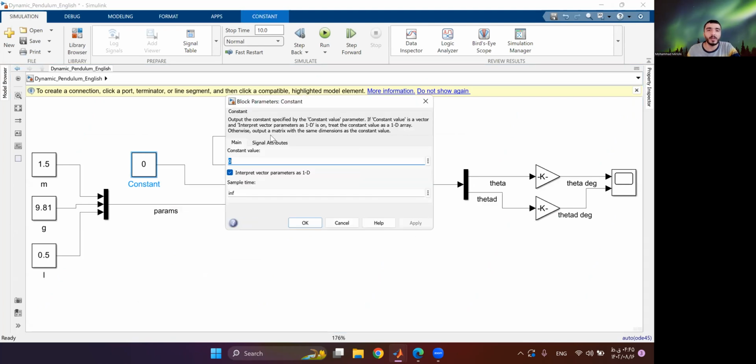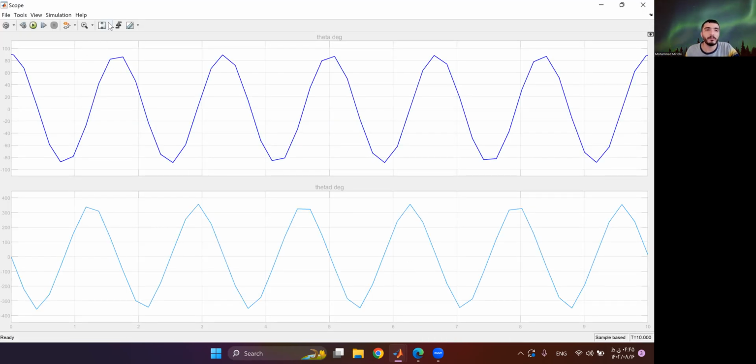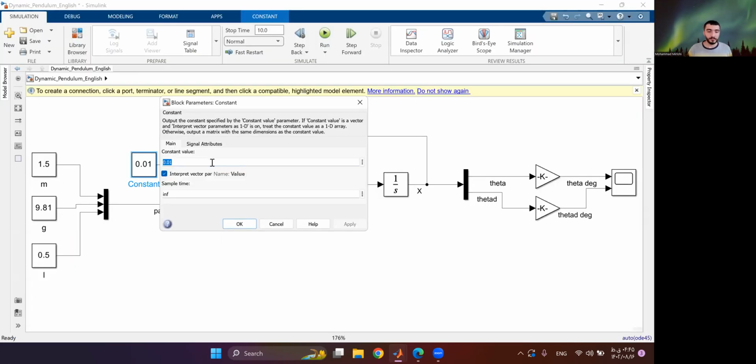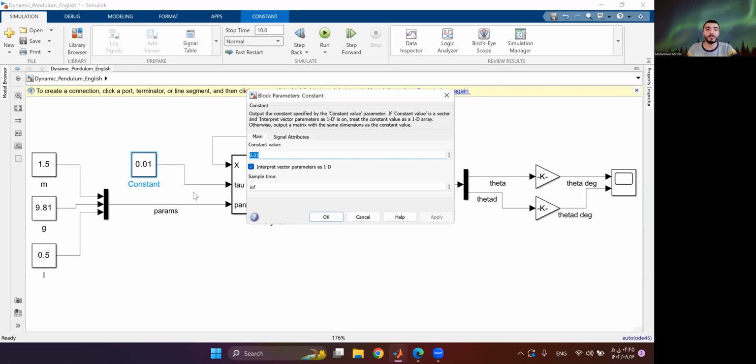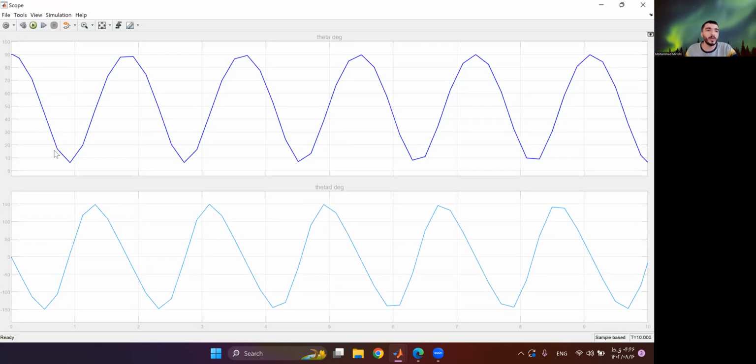Okay, for now, for example, I add a constant 0.01 value for the tau, and I run the simulation to see what is going to happen. Okay, not much changes here. Let's add a big, for example, input. We know that the dimension of the signals should be equal, and we have to pay attention to the constants that we are applying to the system. Okay, we have 5, for example, now 5 newton meter to see what is going to happen. Now we can see that the oscillation is between 90 degrees to, for example, I think 10 degrees approximately.